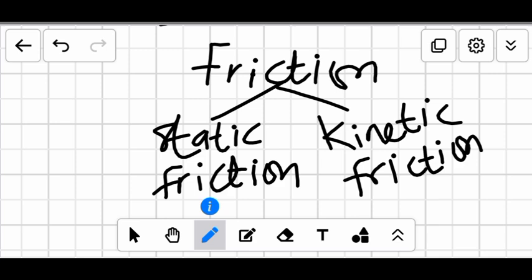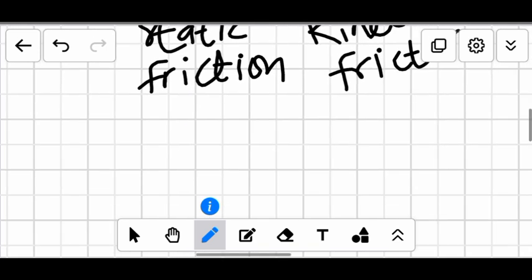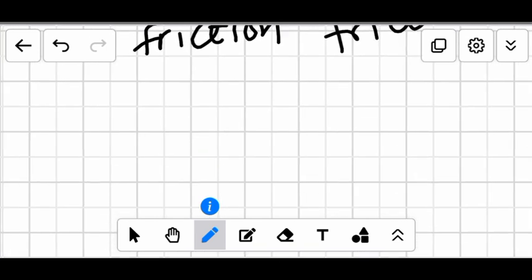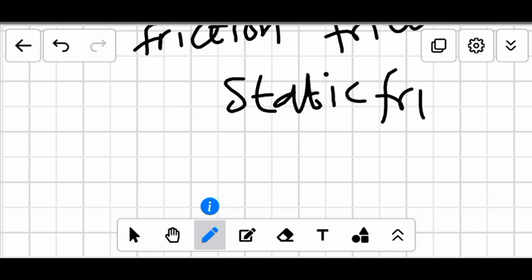And take note, friction only takes place on rough surfaces and not smooth surfaces. When you have a smooth surface, it means that frictional force is not there and the surface is frictionless, or friction is very small. So now let's talk about static friction in detail using the scenario of a wooden block on the table.